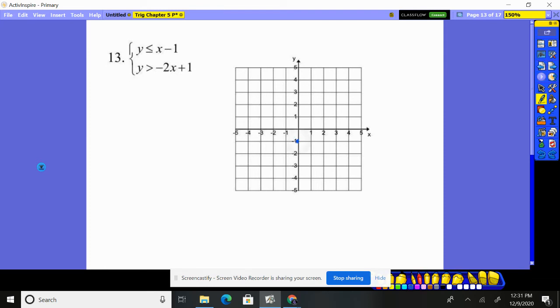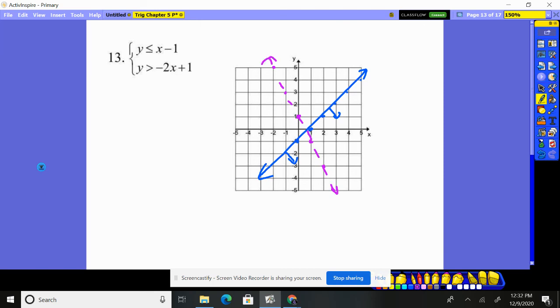Crosses at negative 1. Has a slope of positive 1, up 1 over 1. So here it is. It says or equal to, so it's a solid line. It says less than, so we're shading underneath. Okay, now I go to the next one. It says greater than, so it's going to be a dashed line. Crosses at positive 1, slope of negative 2, up 2 over 1, up 2 over 1, drop 2. It's a dashed line because it doesn't have an or equal to.